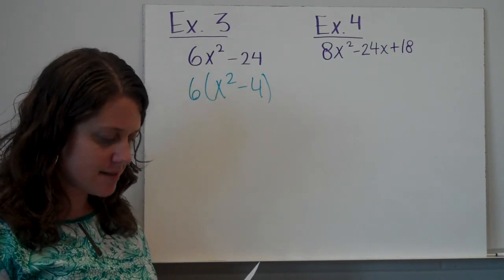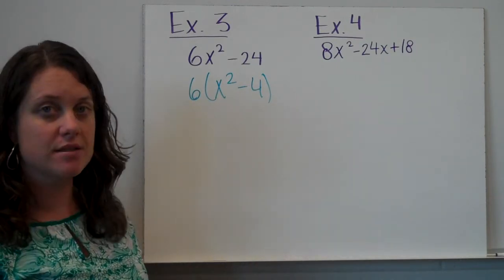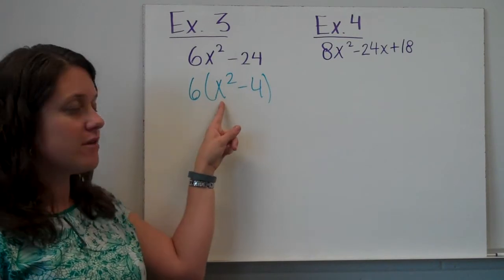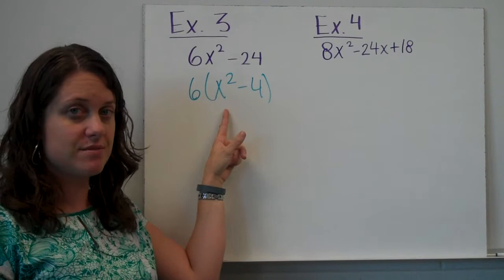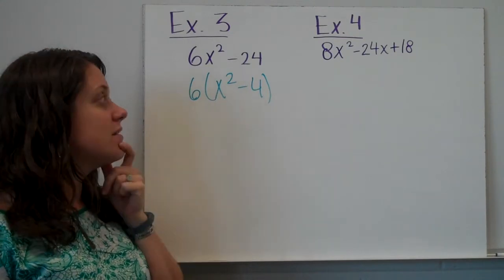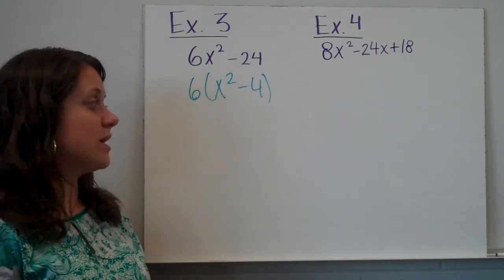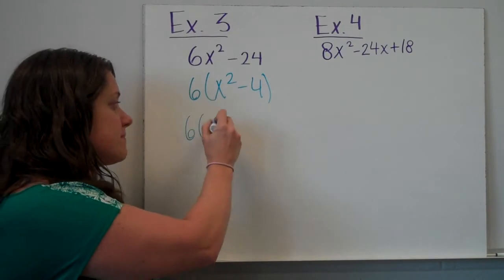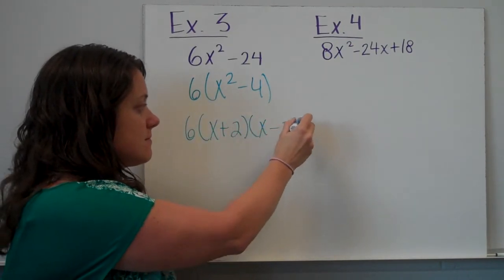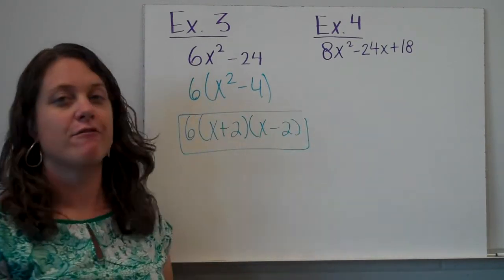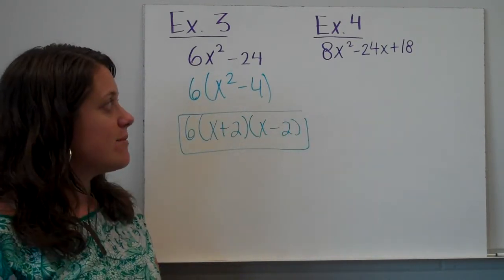Yes, it does. Is it the difference of two squares? Well, I took out the GCF. That's a perfect square. That's a perfect square. There's two terms. There's a subtraction sign. By word it is. So what can I do? Final answer. All right, moving on.